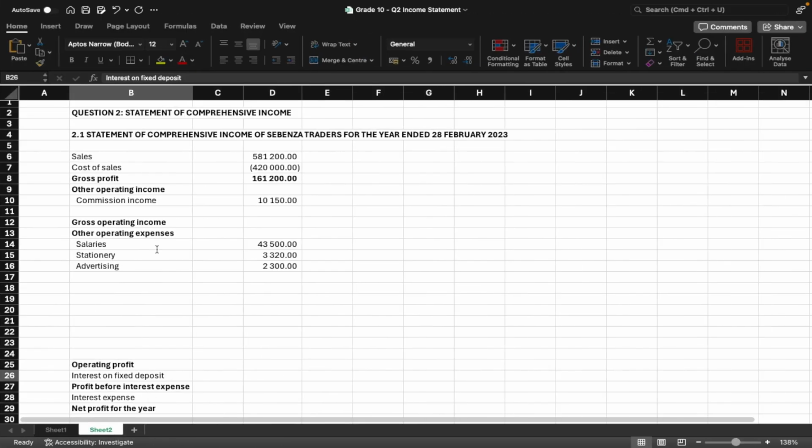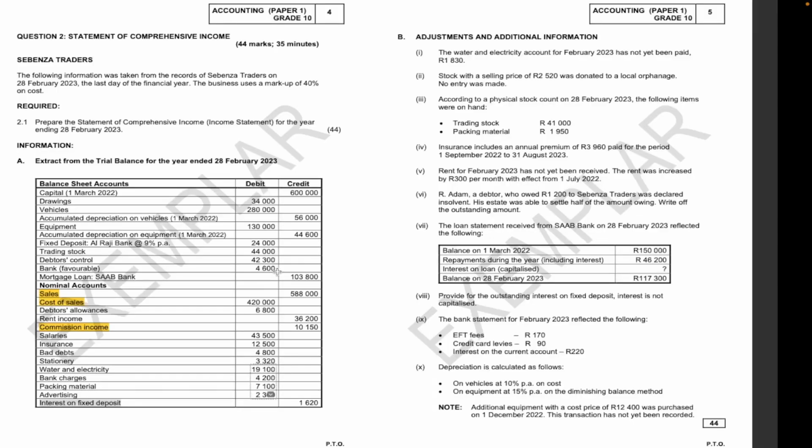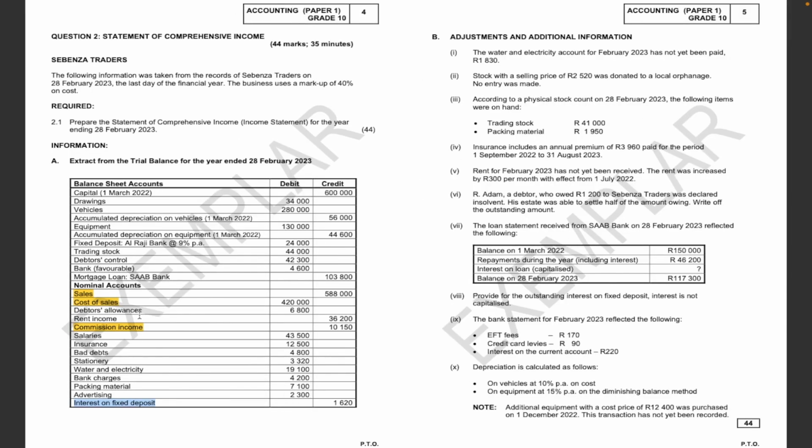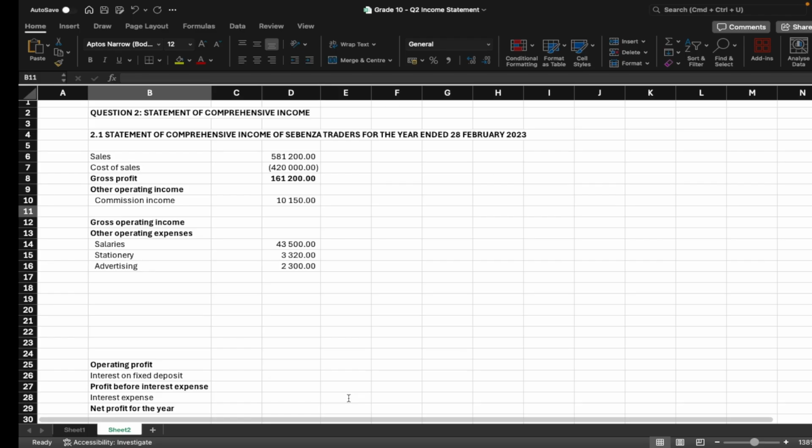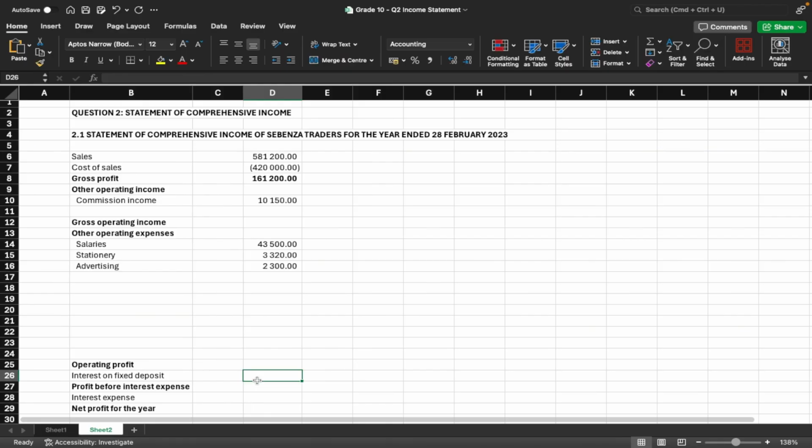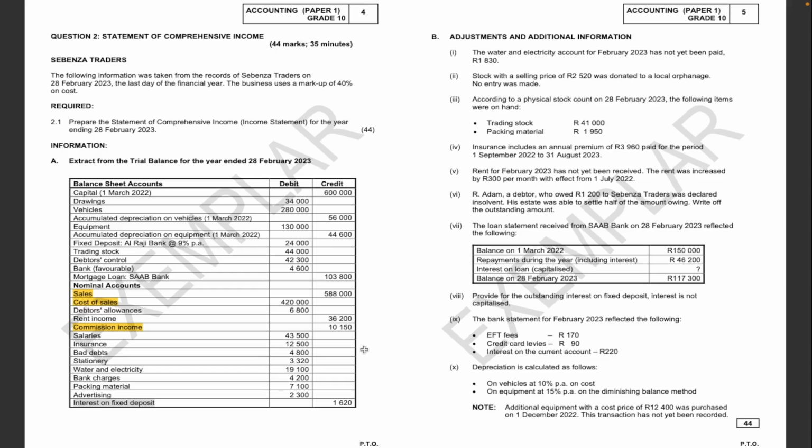So what income goes under other operating income? Well, it's commission income, which we're given, and rent income, because that's the only other income I'm seeing on the credit side, because we've already taken into account sales. We have rent income here, commission income has already been taken into account, and interest on fixed deposits is the other income. But as I mentioned, it's not an operating income. It goes after operating profit. All right. So let's do our rent income, 36,200 Rand.